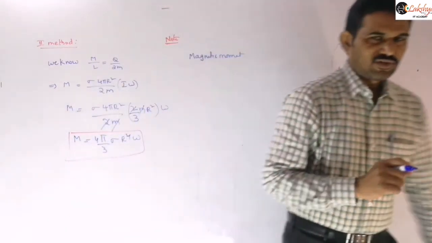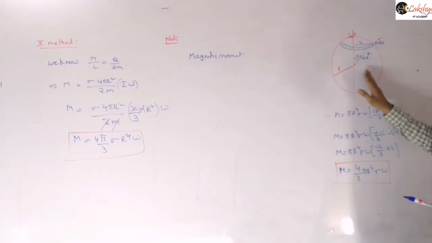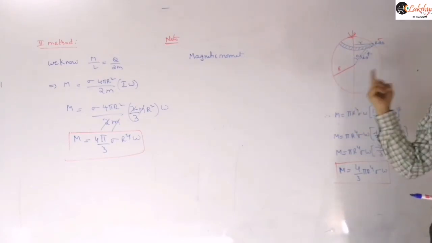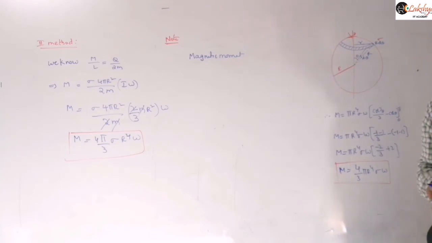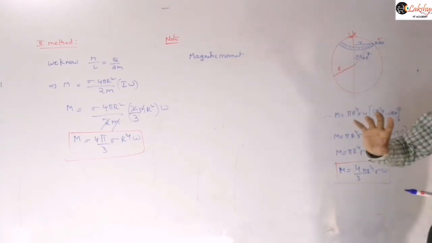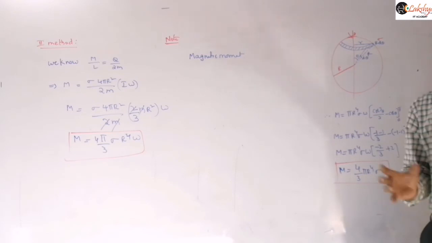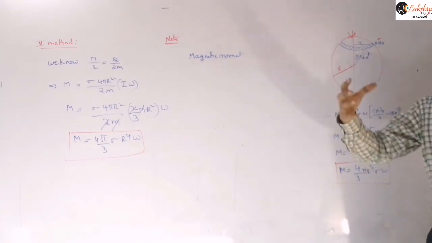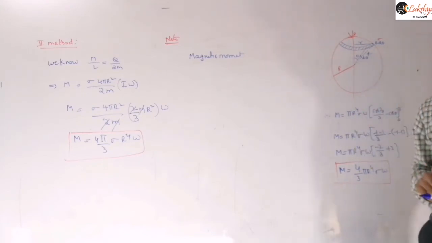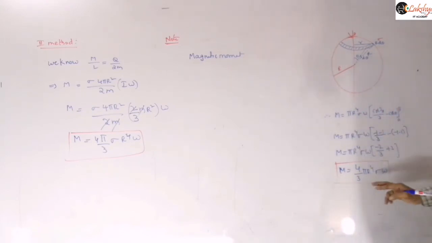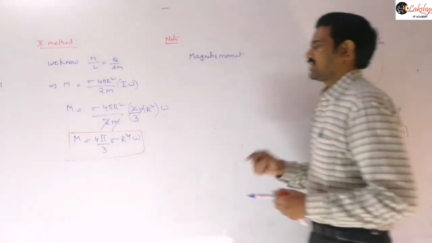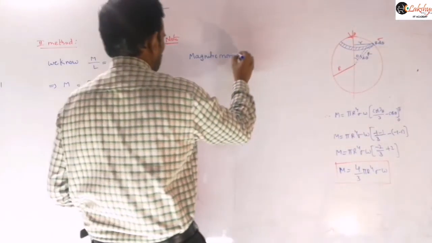What I am taking is clear. The previous problem which we derived is for a hollow sphere. That means charge will be distributed on the surface only. Now I am taking it as a solid sphere, but it is a conducting solid sphere. Conducting solid sphere means charge will be distributed only on the surface. That means the magnetic moment calculation you will get the same, because charge is still on the surface only. So I am taking that magnetic moment directly from this expression here.